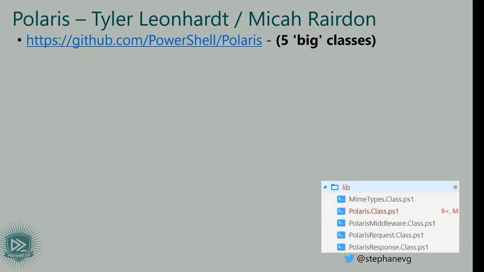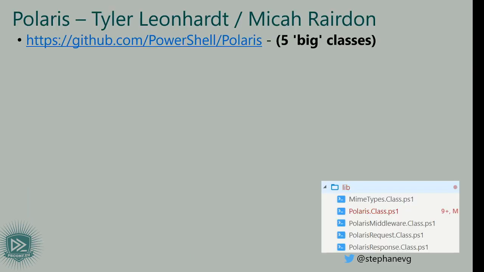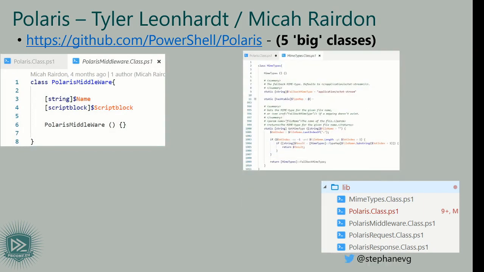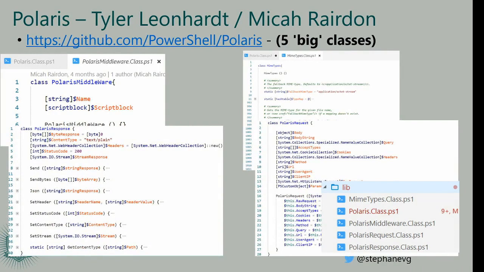Then Polaris from Tyler Leonard and Micah Reardon. In this one, there's one class in one separate file. That's it. Polaris has 5 big classes. We can see them at the lower right corner: MIME type, Polaris, Polaris middleware, etc. The implementation here is not very important. I wanted to highlight how modules are structured in the wild. So we have middleware, request, etc.